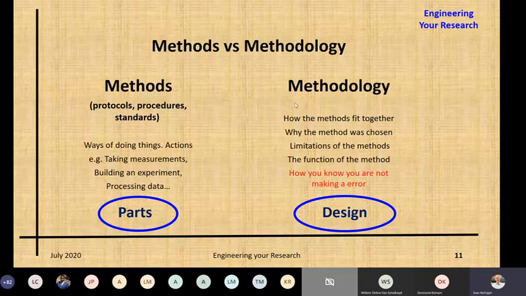Those are methods. Then on the other side, when we talk about methodology, it's about how the methods fit together, why the method was chosen to begin with, the limitations of the methods, the function of the method, and then, very importantly, how do you know you are not making an error? So methods are the parts of your research. Methodology is the design. How do those parts fit together in a way that makes sense?